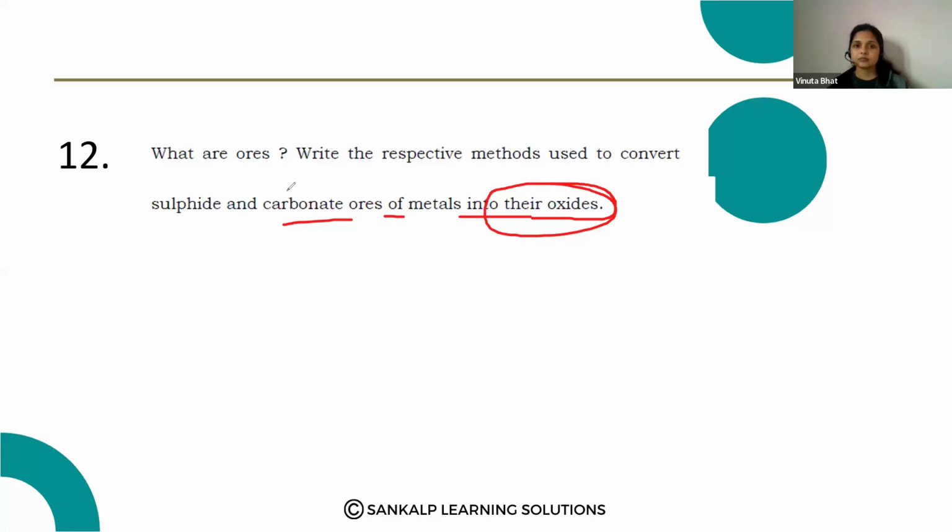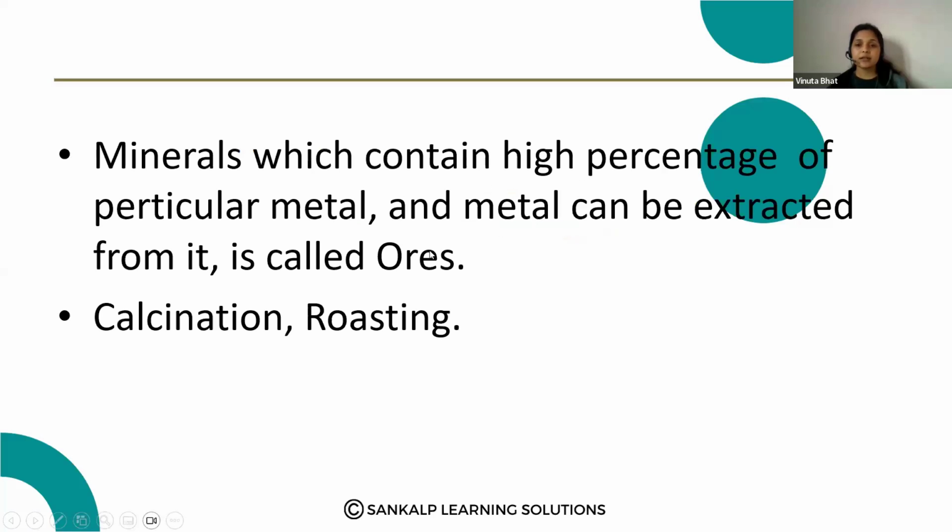Here, minerals which contain a high percentage of a particular metal, from which the metal can be extracted, are called ores. In a mineral, the particular metal percentage is high, so that it can be extracted from it, and it is called an ore.